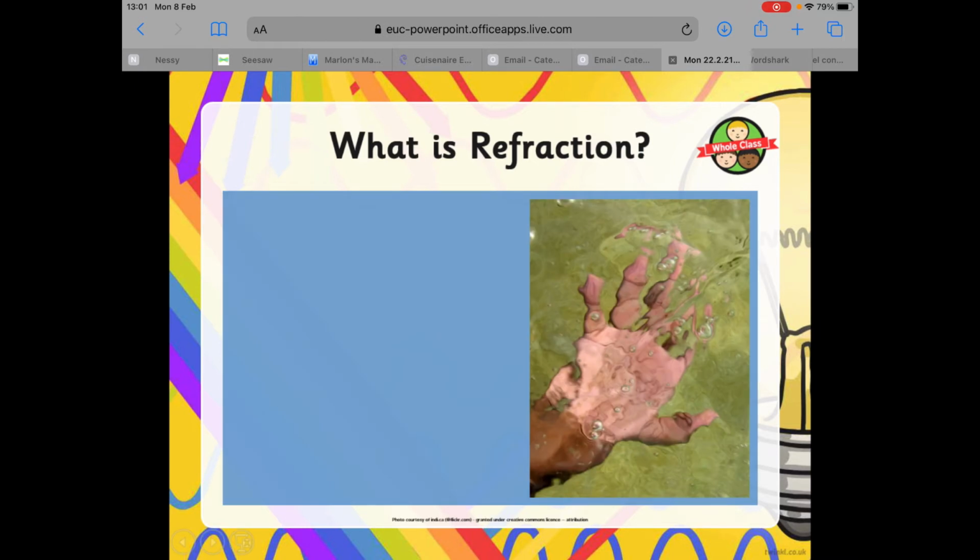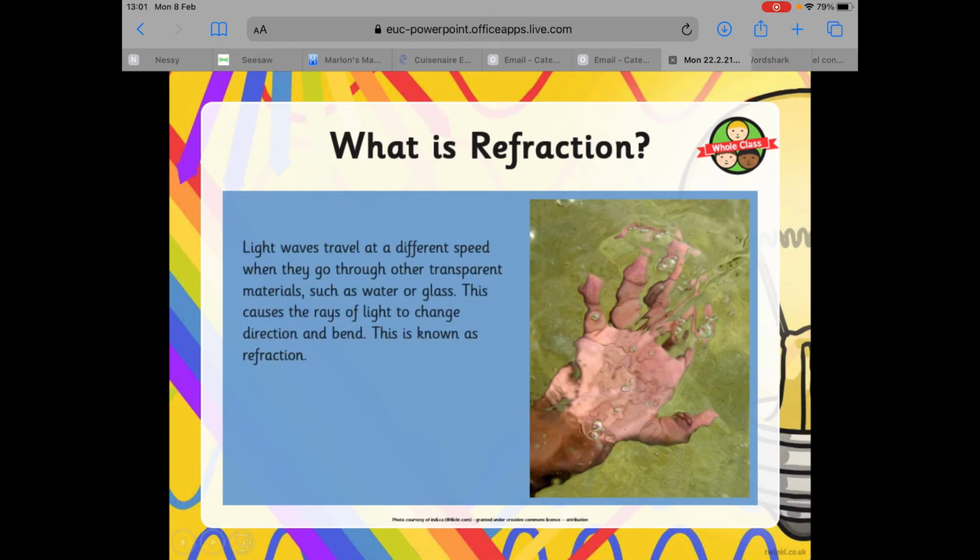So this shows you what can happen sometimes. You must have seen this type of thing happen. Something looking so different underwater, and it's because light waves travel at a different speed when they go through other transparent materials such as water or glass. This causes the rays of light to change direction and bend. This is known as refraction.